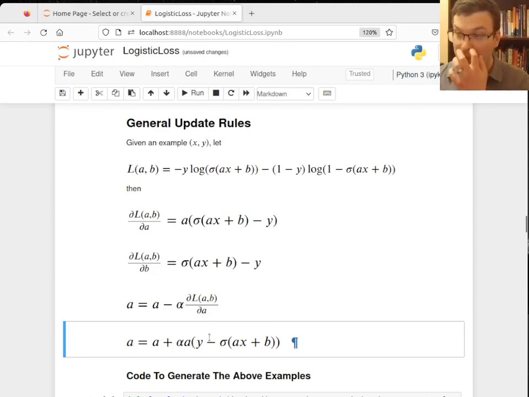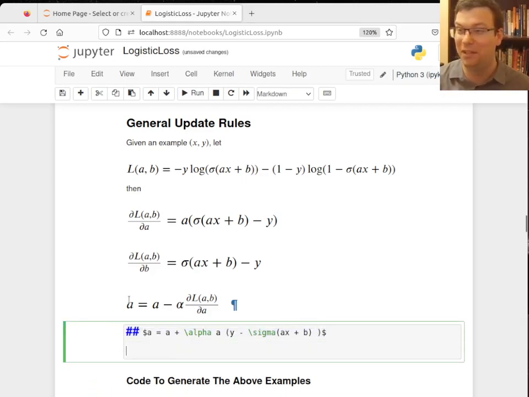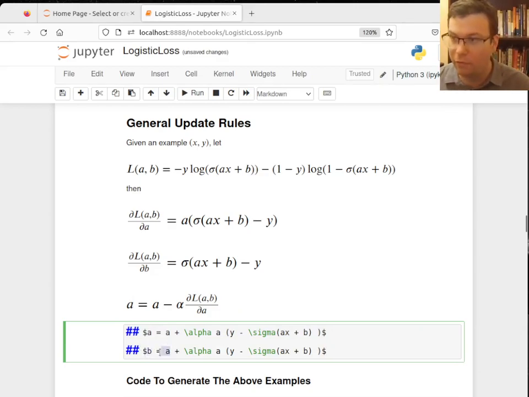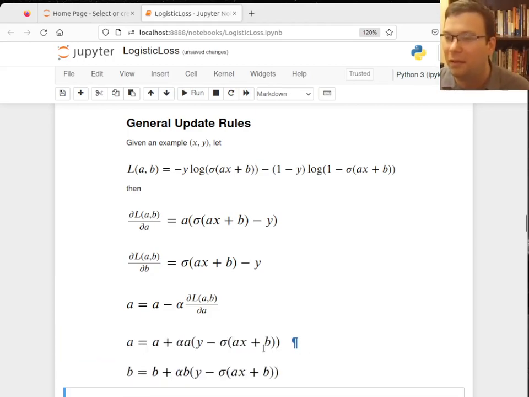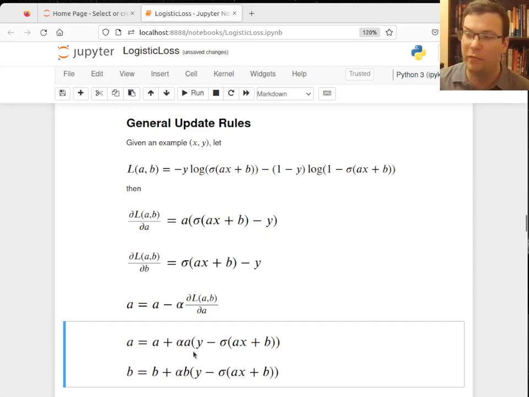If it's above the estimate, so if this is above y, then it's telling me I need to decrease a. It's as simple as that. So it's really nice with logistic perceptron and logistic loss. And then we see a similar thing for this b here. And that's it. Okay, so you can see this is where the learning rate factors into the equation.